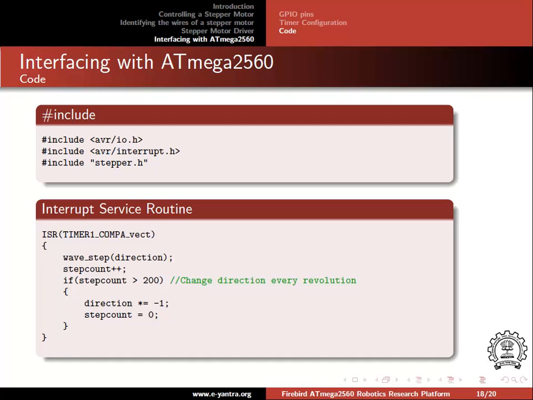Direction here is a global variable that is initially set to +1 and is changed to -1 after every 200 steps by the following code, which increments step count in each call of the ISR and changes direction from +1 to -1 and vice versa if the step count exceeds 200. It then resets the step count to 0. The stepper motor we use completes a revolution in 200 steps. Modify this value in the if condition if the stepper motor's steps per revolution value is different.